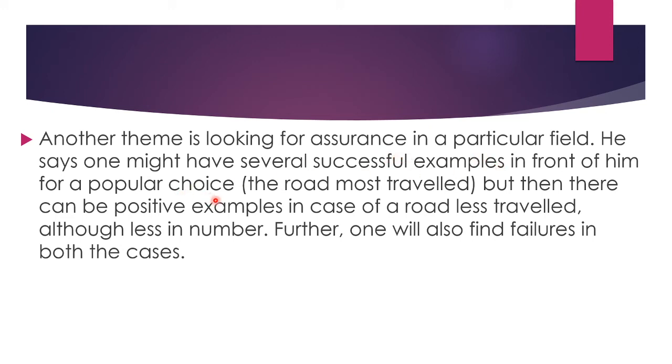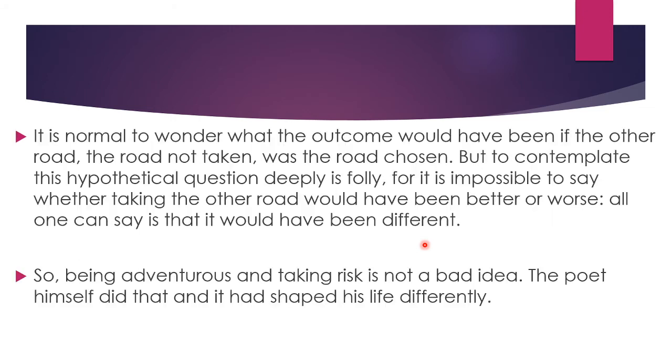Another theme is looking for assurance in a particular field. So he says that one might have several successful examples in front of him for a popular choice, that is the road most traveled. But then there can be positive examples in case of a less traveled road also, although those examples can be less in number. But further, one will always find failures in both the cases. So there is no graph that can show you for sure that if you will walk on this path, you will always be successful. There are failures in both the cases.